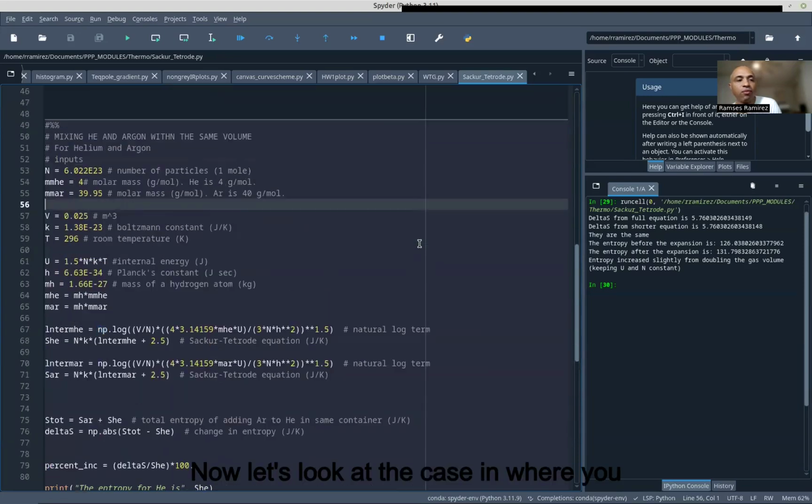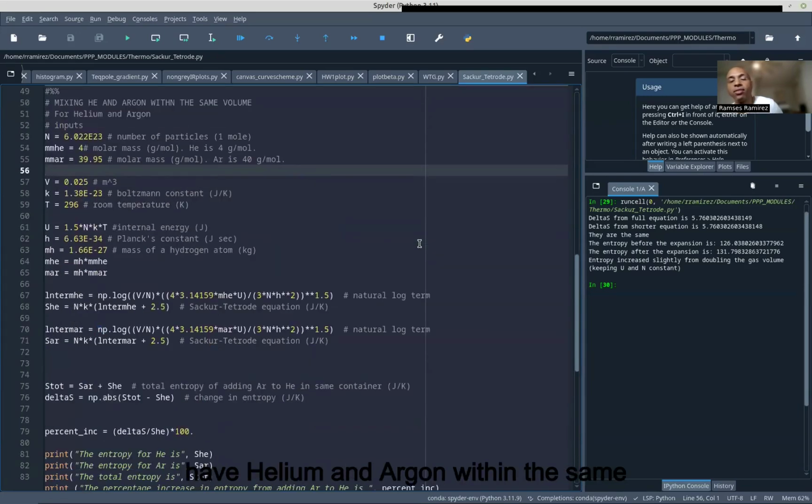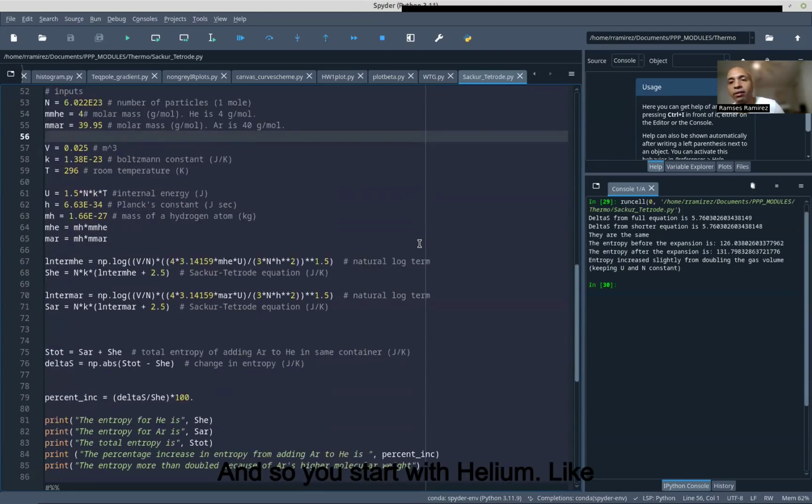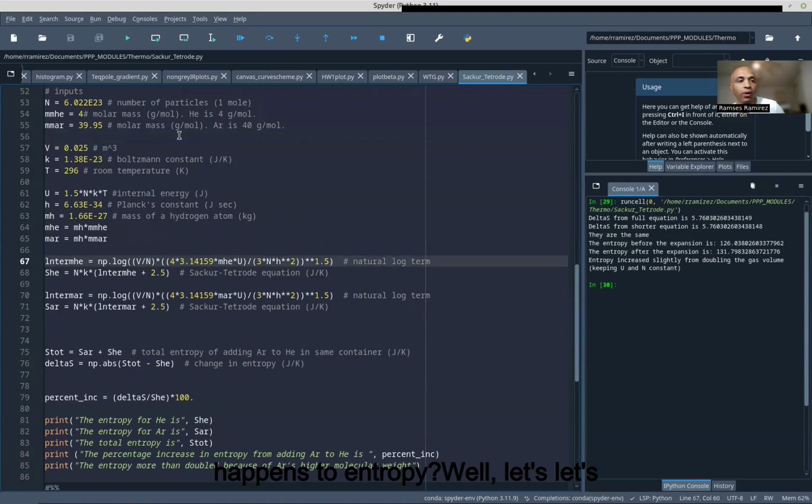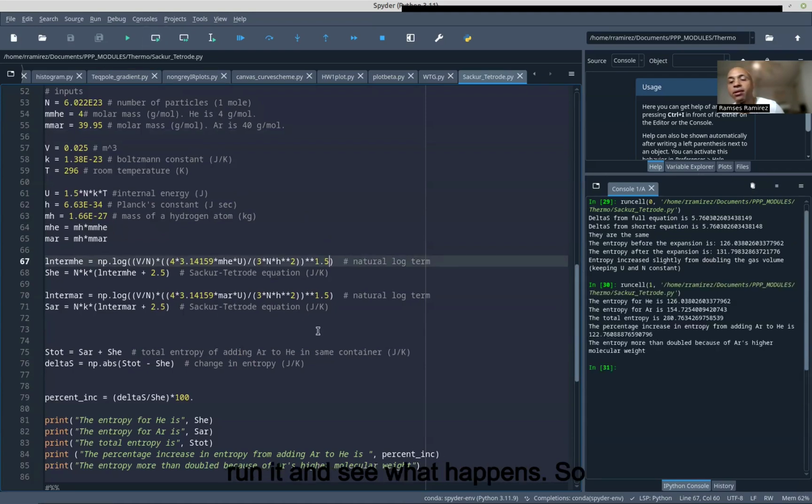Now let's look at the case where you have helium and argon within the same volume. You start with helium, like 1 mole of it, and then you add 1 mole of argon, let them mix. What happens to entropy? Well, let's run it and see what happens. From this run, what we see is that the entropy for helium is 126. That's the same value we got before. But the entropy for argon is a little bit higher. It's 155.